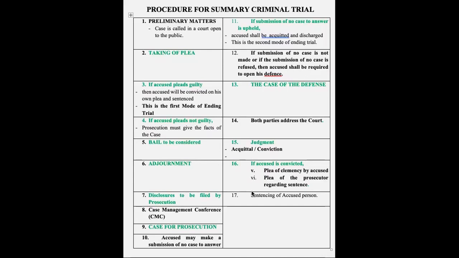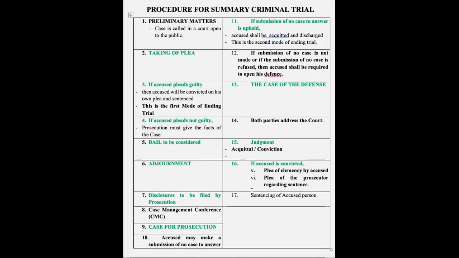Now, remember we said if the accused pleads guilty, then he'll be convicted on his own plea and sentenced. And this is the first mode of ending the trial. If he pleads not guilty, the prosecution must give the facts of the case, and the court will have to consider the issue of bail.